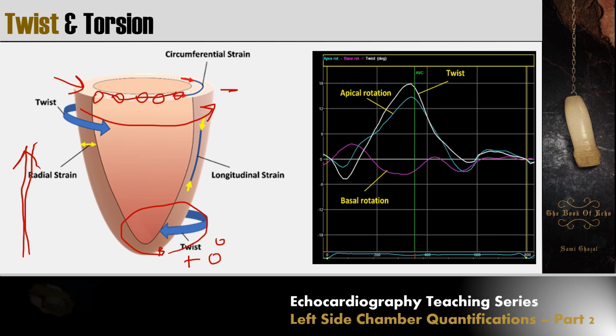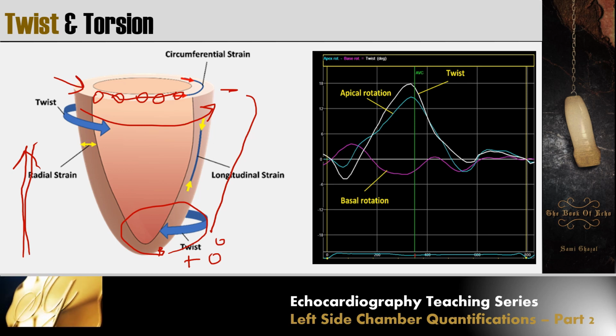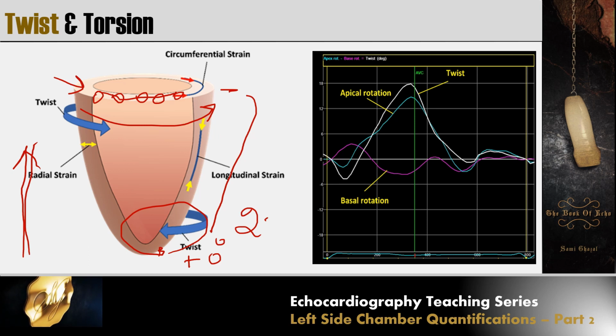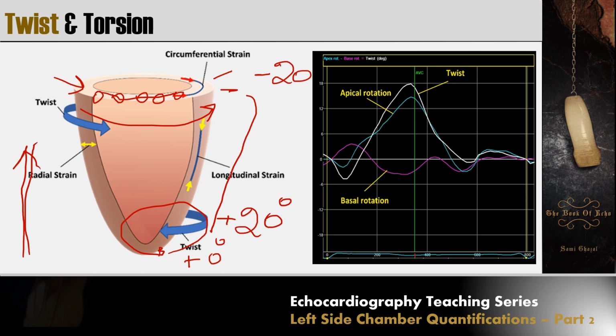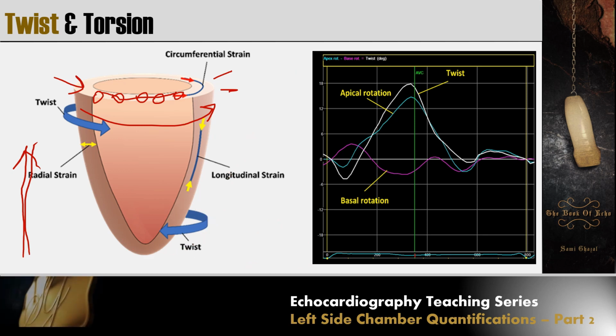The difference between the base and apex is the twist. So let's assume that the apex has rotated positive 20 counterclockwise, and the base of the heart has rotated negative 20. The difference between them will be 20 minus negative 20, and the result is 40 degrees. So the twist here will be 40 degrees.